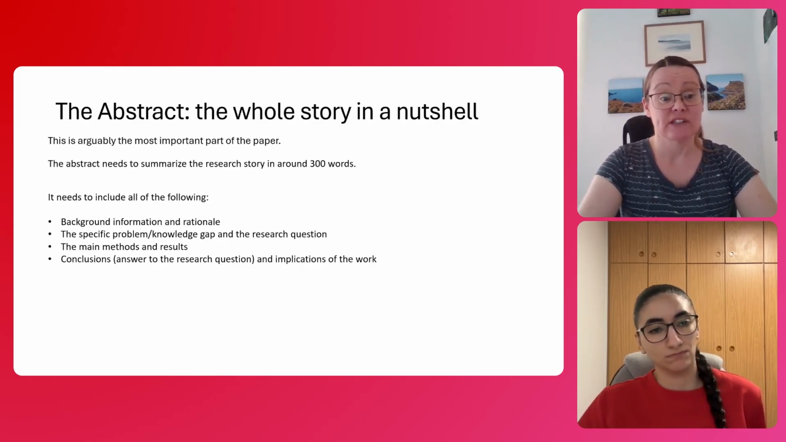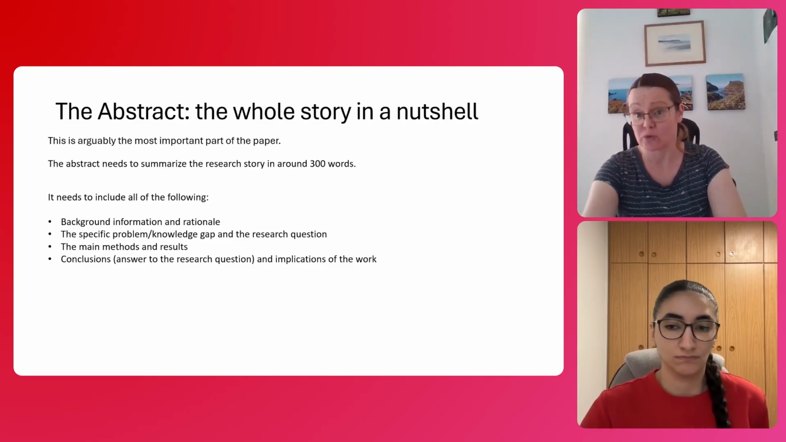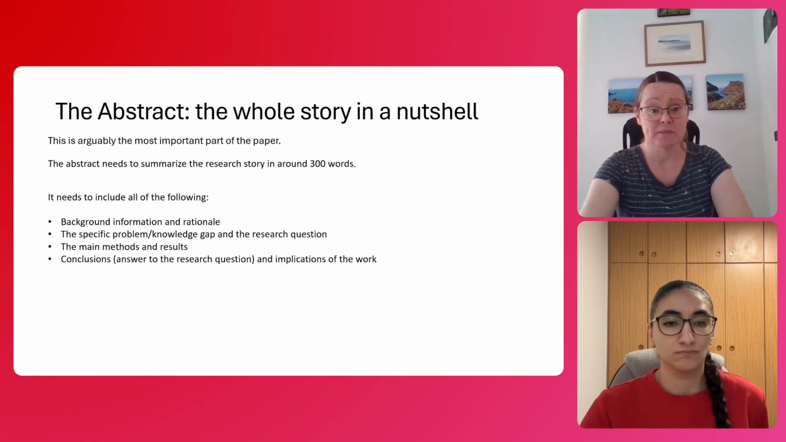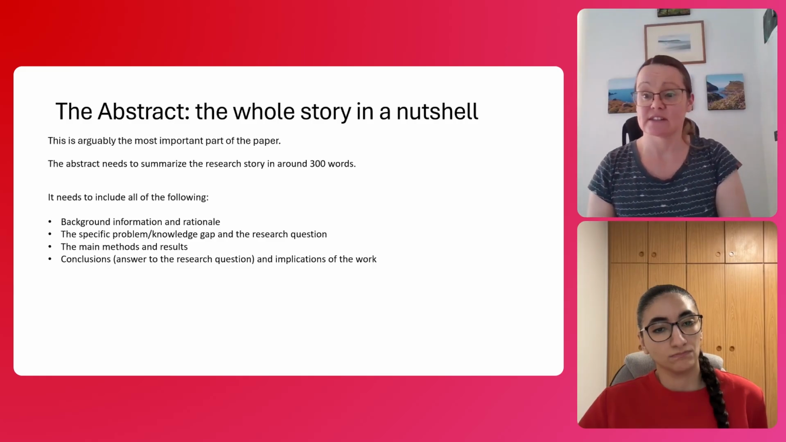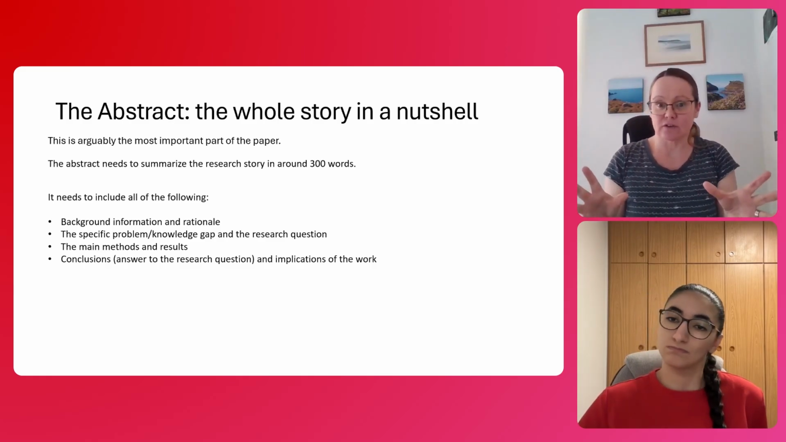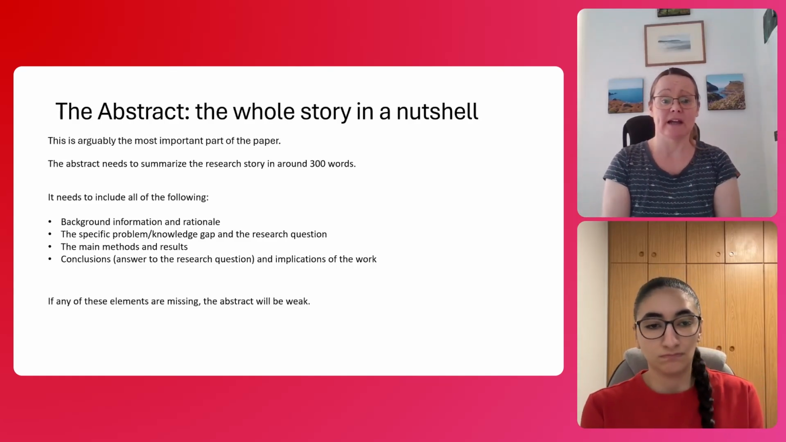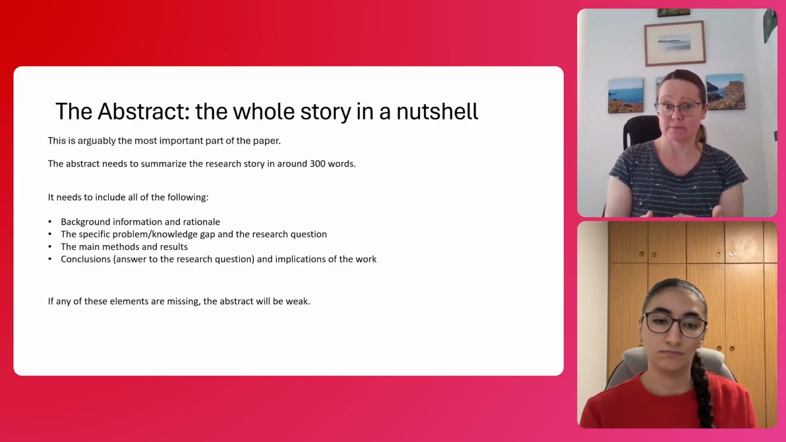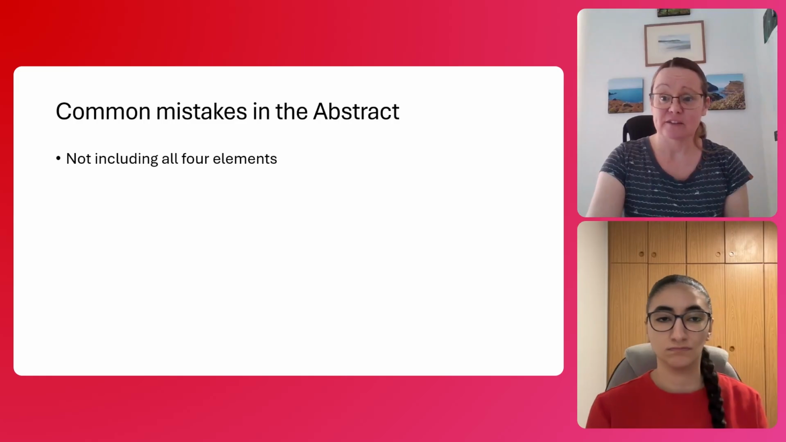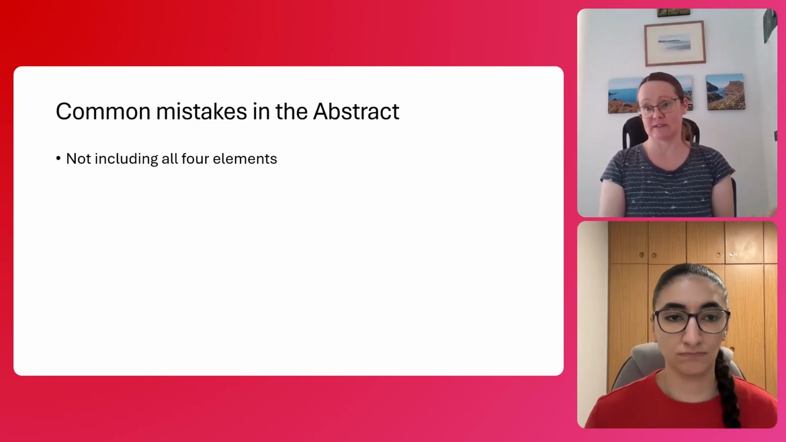We need to make sure the reader knows the specific problem we're addressing or knowledge gap and what our specific research question is. We need to give the main methods and results, and we need to give our conclusions. Okay, we need to answer the research question. We need to discuss the implications. That's rather a lot for 300 words, but it is feasible. And it is important to be aware that if any of these elements are missing, the abstract will be weak. Okay, indeed, that's my first common mistake, that we do not include all 4 elements.